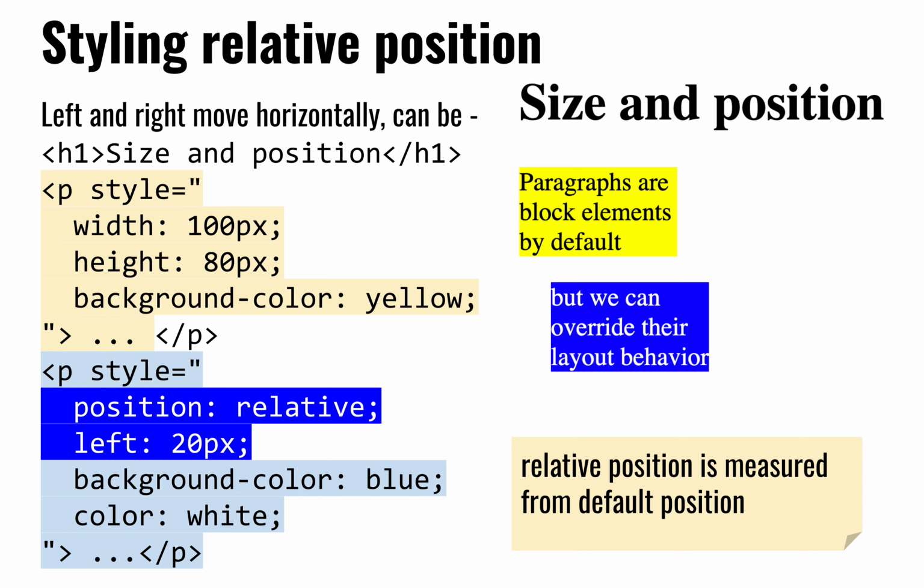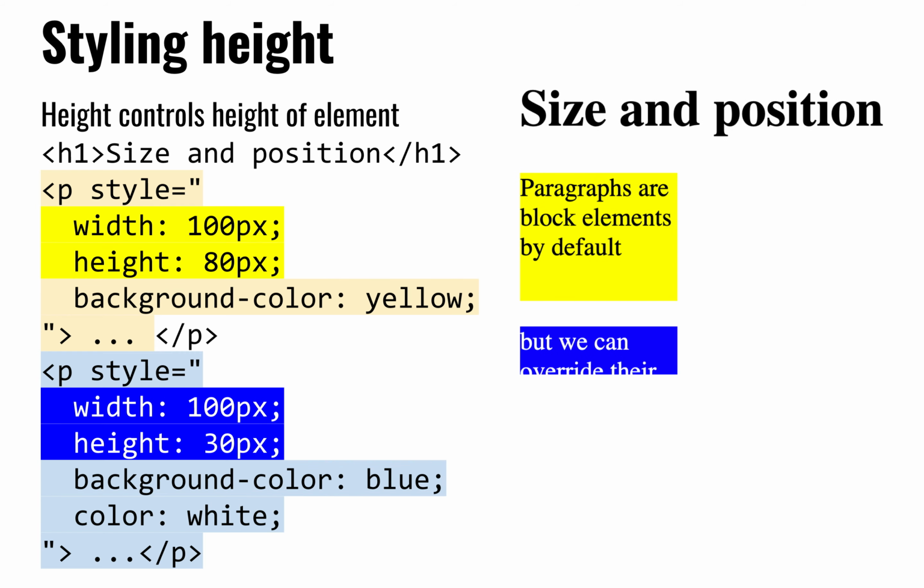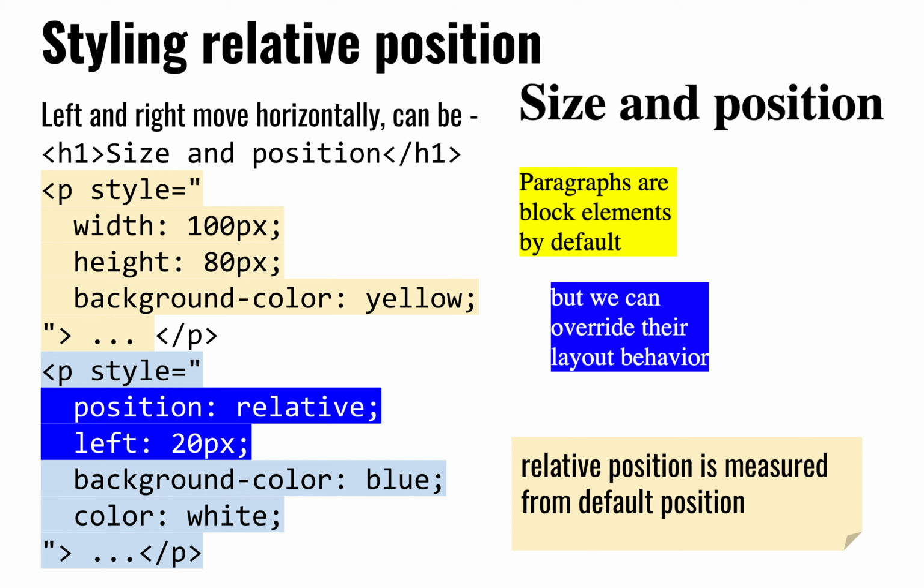So relative says to the element, hey element, you know where you would normally fall? You know where the browser would normally put you? Well, from there, I want you to move right, left, up, or down. So you're relative to your normal position. Notice that by default, the yellow and the blue would be flush with one another on the left-hand side. But here I'm saying you would normally be flush, but I want you to have 20 pixels on your left. So wherever you fall, move right 20 pixels.